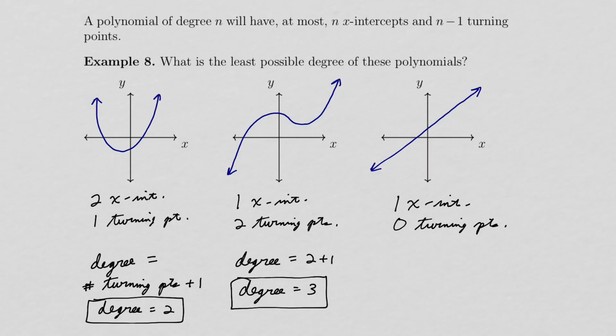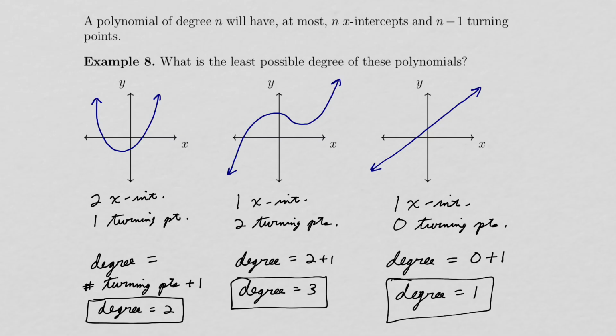Which makes sense, right? This looks like a quadratic function, that's a second degree polynomial. This looks like some type of cubic function, a third degree polynomial. And then for the line, we know because it's a line, it better be degree 1. Does it follow this? Yeah, it has 0 turning points plus 1 gives me the degree. So the degree is equal to 1. It's a linear equation, that gives you a line.